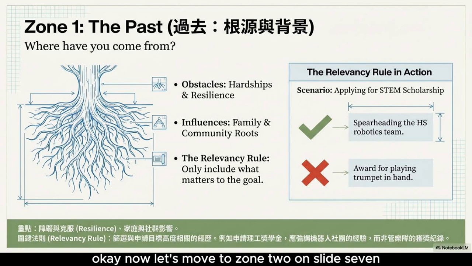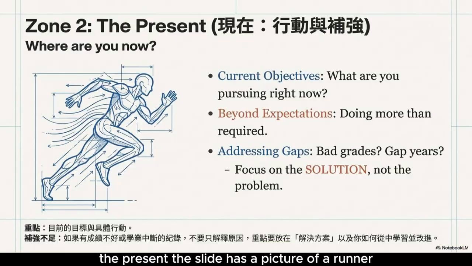Okay, now let's move to Zone 2 on Slide 7, the present. The slide has a picture of a runner, and it talks about addressing gaps. Bad grades, gap years. And the headline here is, focus on the solution, not the problem. The advice in Zone 2 about addressing gaps is crucial, but focusing so heavily on the solution might obscure the necessary context of the struggle.